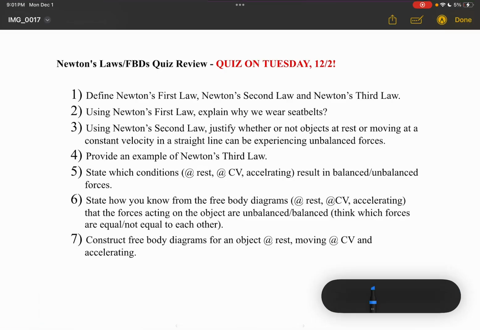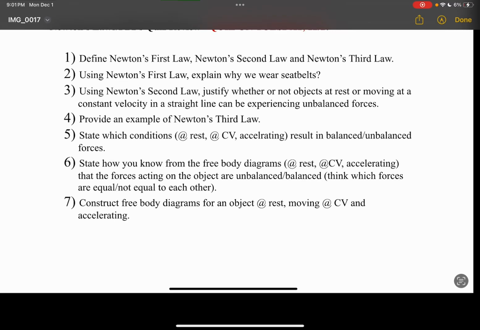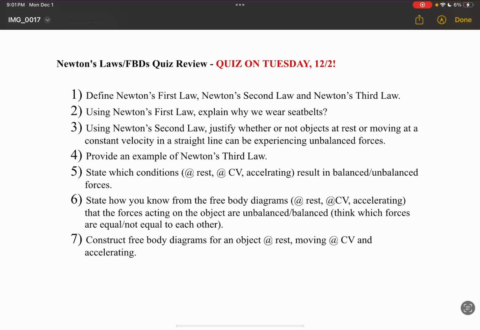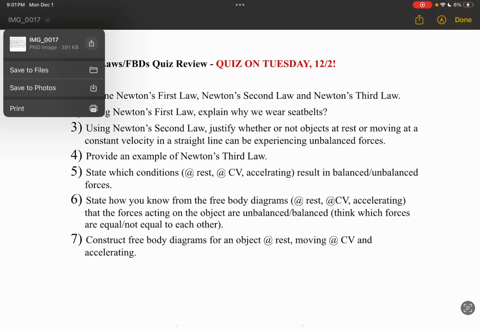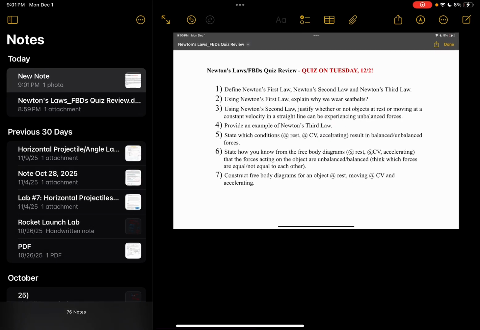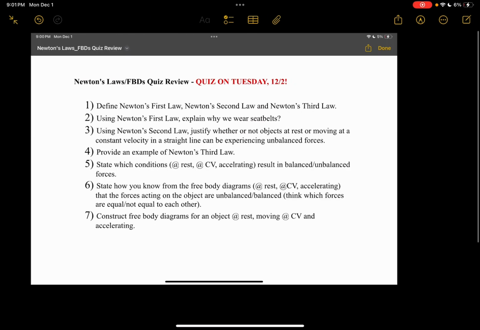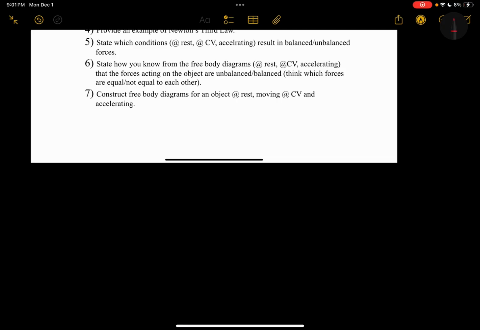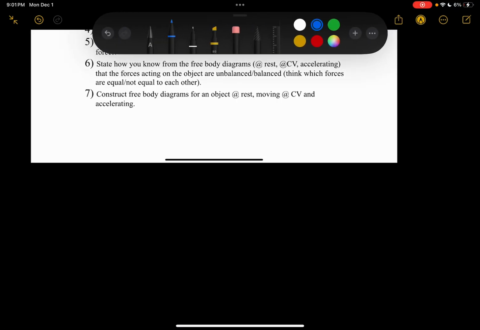Okay, so number one, I'm looking for Newton's laws basically defined. Is this going to let me edit another piece of paper or no? I guess I'm just going to have to write below it. Let me get a blue color. Oops, what is going on?